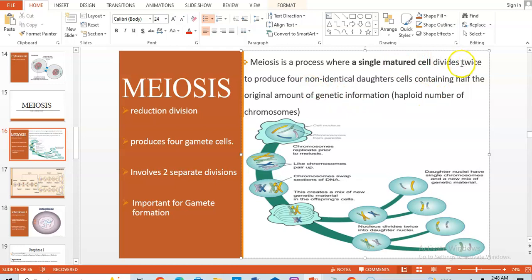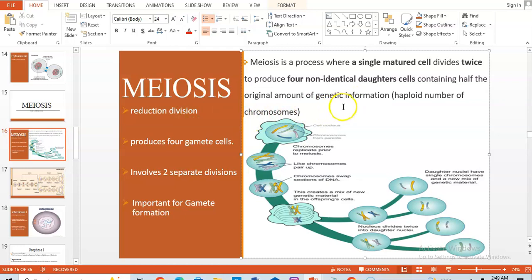This cell will divide twice, not once. In mitosis it divides once and forms two identical daughter cells. But in meiosis there will be division twice, and the result is 4 non-identical daughter cells. Are you with me? So these 4 non-identical daughter cells will contain chromosomes that are half the original number. Like the original number in a somatic cell is 46, but at the end of this division, it's going to form cells that have 23 chromosomes.